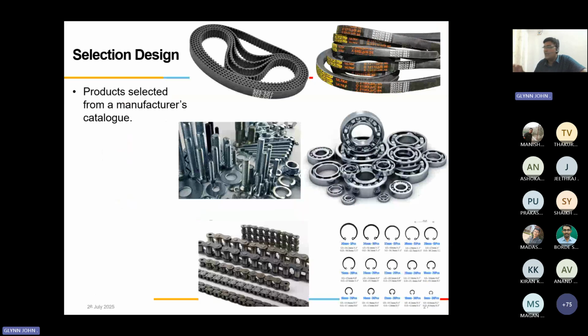So even though these components are purchased outside, now you're simply selecting from a manufacturer's catalog. But if you make a mistake here, this will cause a serious problem with your product. So you have to be very, very careful while selecting products from manufacturers' catalogs, right? Again, there will be details given in the catalog. You have to follow those instructions.